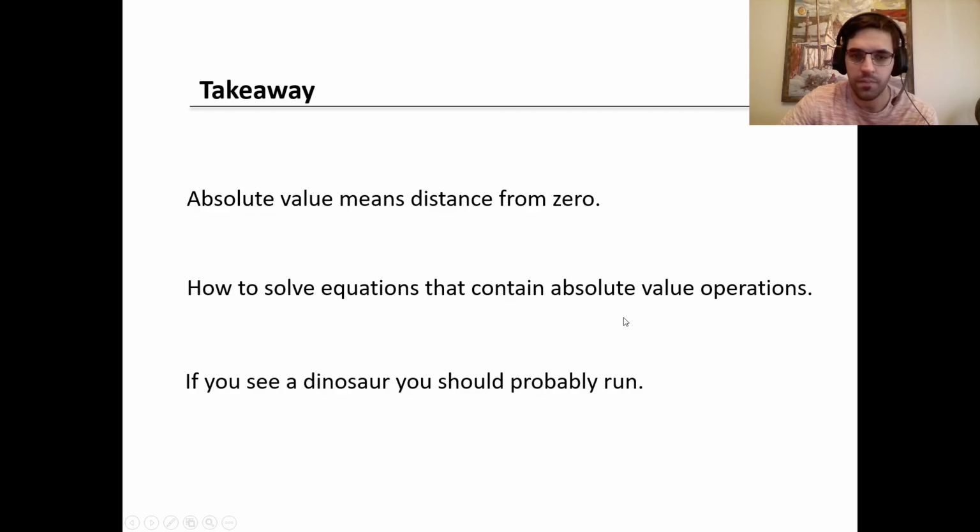And if you haven't seen Jurassic Park, you should go watch, especially the original. There's so much fun to be had.